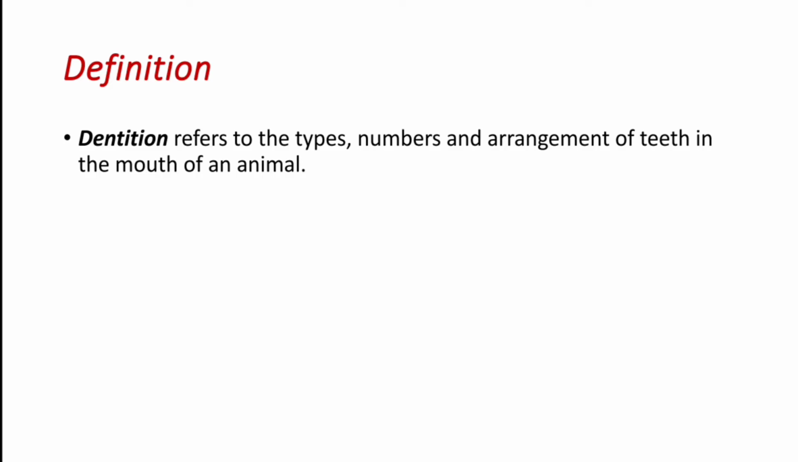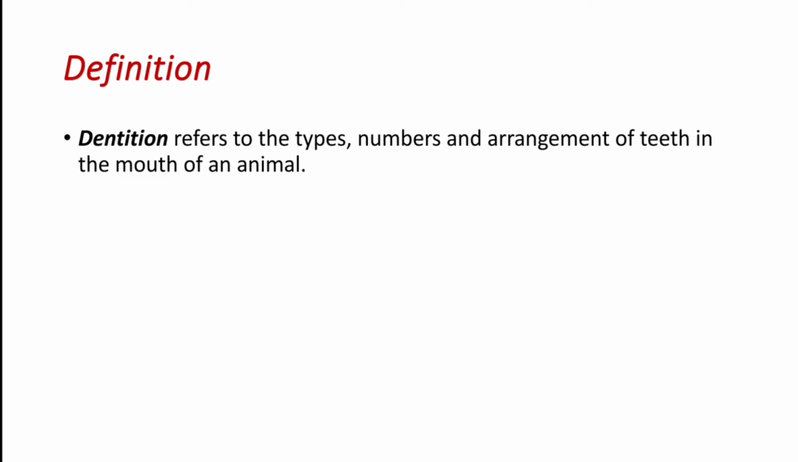As I was saying, you as an animal, in your mouth, there are different types of teeth. Okay. And those teeth are arranged in a certain way. And there's a certain number of teeth in your mouth. So when we are talking about dentition, we're simply referring to 3 things. Number 1, types. Number 2, numbers. Number 3, arrangement.